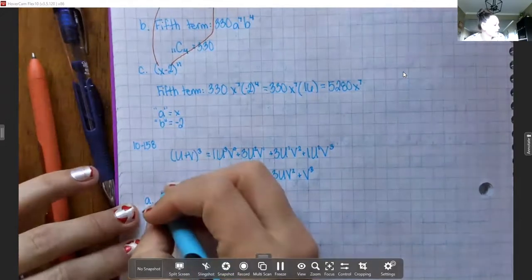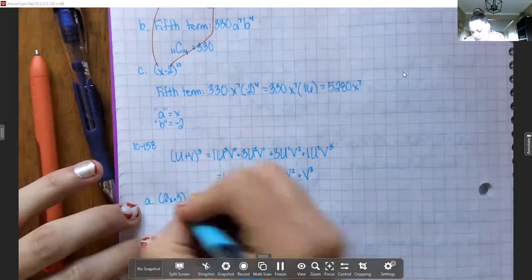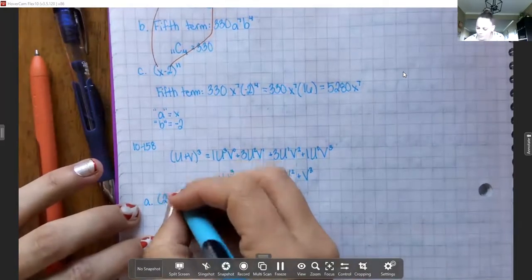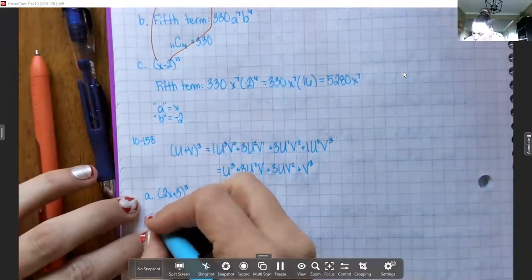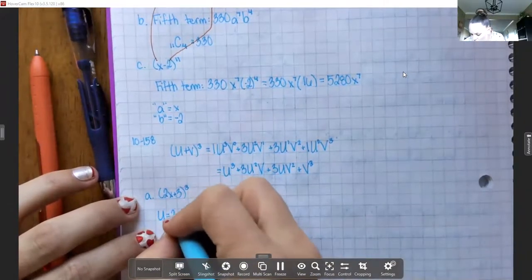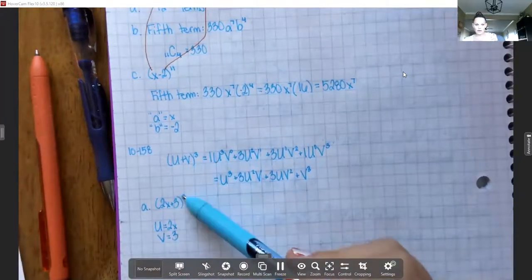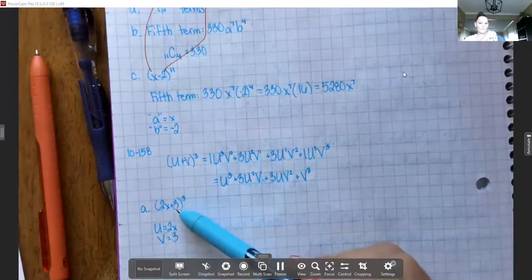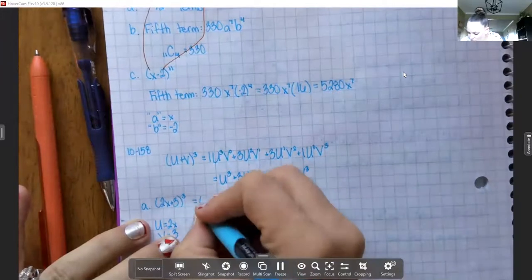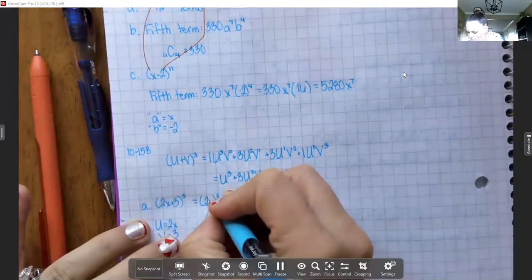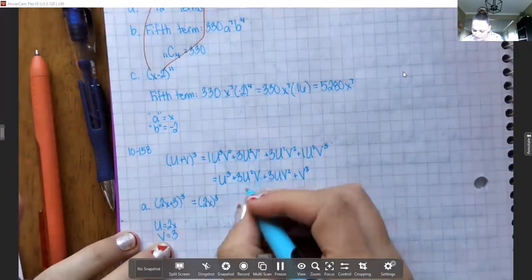So here they want us to find 2x plus 3 cubed. And it says by substituting u for 2x and v for 3. So this is the same thing here. So this becomes 2x cubed. Everywhere we see a u is a 2x. Everywhere we see a v is going to be a 3.